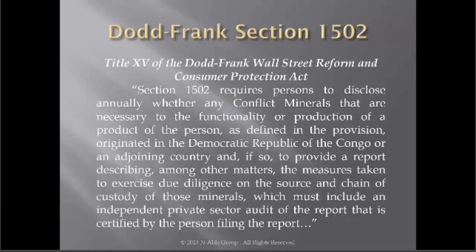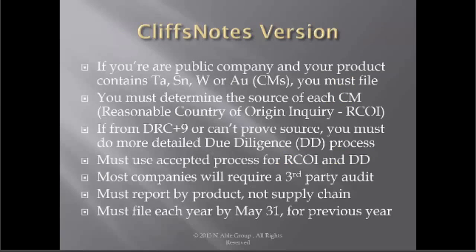So the Dodd-Frank section, if you step back, it basically says that any public company, any U.S. public company, if you have tantalum, tungsten, tin, or gold in your product, you have to determine if those conflict minerals came from the Democratic Republic of the Congo or the 9 surrounding countries. Now, on the surface, that may not sound too bad, but it gets pretty complex in a hurry.